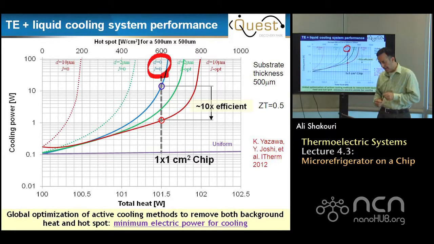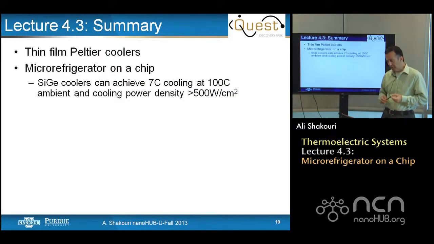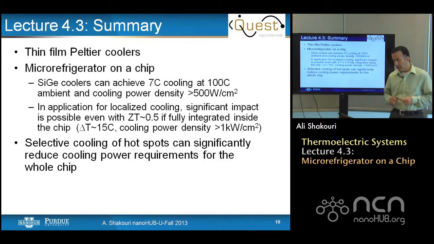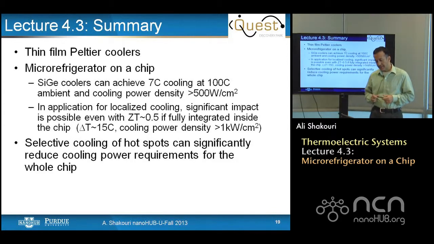Let me summarize that we looked at the thin film Peltier coolers and microrefrigerators on a chip based on silicon germanium. One could achieve coolings on the order of 7 degrees Celsius at 100 degree ambient temperature and cooling power density more than 500 watt per centimeter square. In applications for localized cooling, significant impact is possible even with the ZT of 0.5, but that needs full integration and minimizing interface resistances. Finally, selective cooling of hot spots can significantly reduce cooling power requirement for the whole chip when both of them are present.